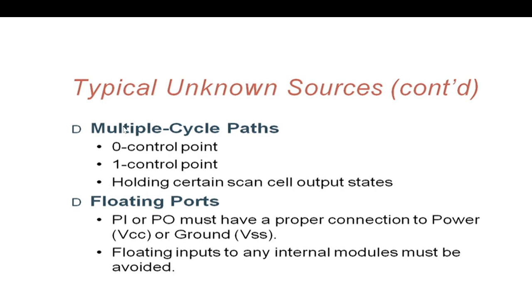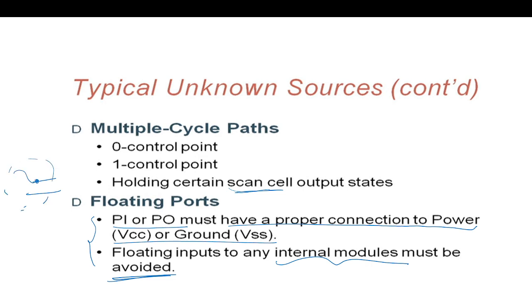So if we have these unknowns, either we can have 0 control, 1 control, or we can hold that scan cell to a particular output state. And any other nodes inside internal modules are not allowed to float. Only the primary input and primary output are allowed to float, and those must be properly connected to VCC and ground. Internal nodes should not float. If a node is floating in a circuit, it will have a high capacitance, so any noise in the surroundings can change this value. So it's like a don't care only.